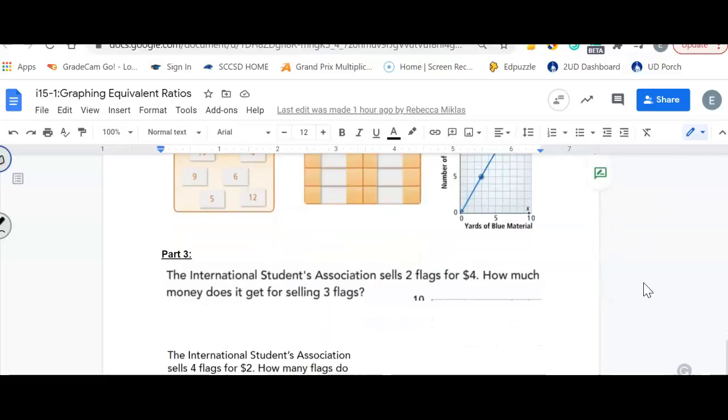Okay, last one here before we go. The International Student Association sells 2 flags for $4. How much money does it get for selling 3 flags? Show me proof using equivalent ratios. Have to use equivalent ratios.